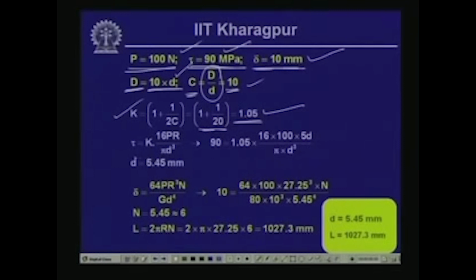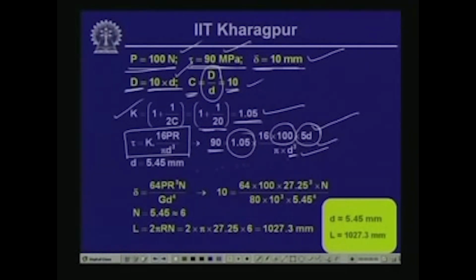Now, from the expression of shearing stress, tau is equal to K times 16 PR by pi d cube, limiting the shearing stress to 90, we can find out: K is 1.05, P is 100 Newton, R, capital R, is half D, which is 5 times d, and small d is the parameter which we will have to evaluate. So, from this expression all the parameters are known except d, and this value of d comes out as 5.45 millimeter. So, the diameter of the wire that is to be used for forming the spring is 5.45 millimeter.